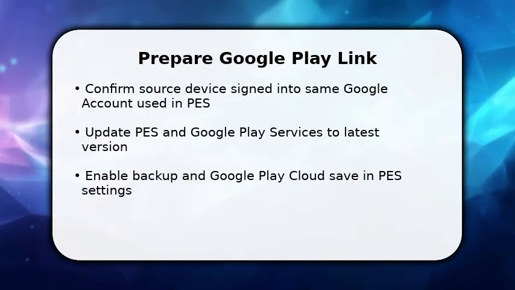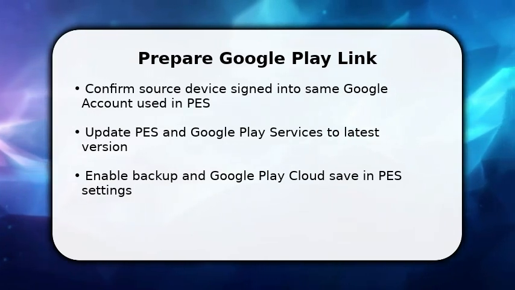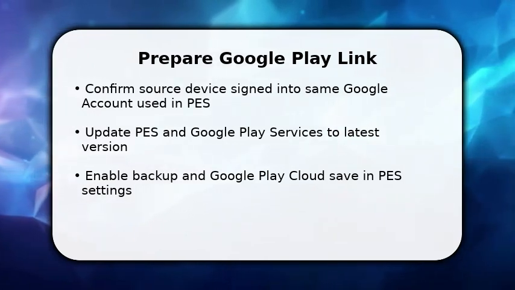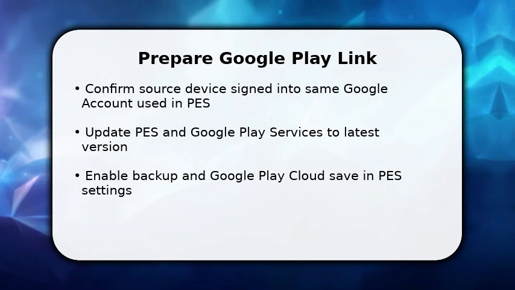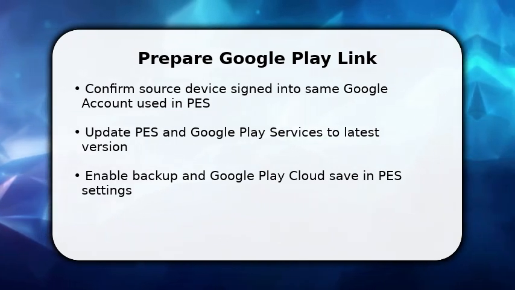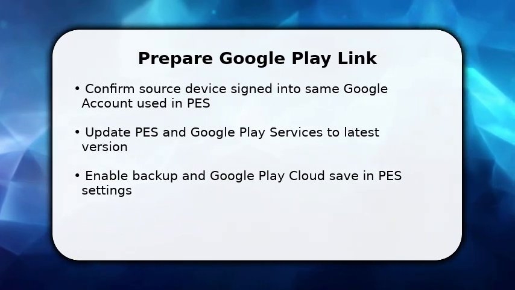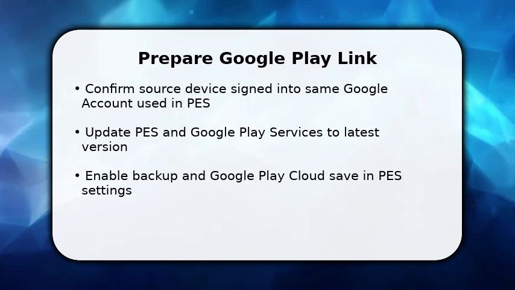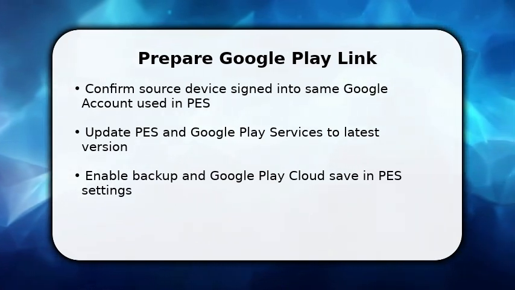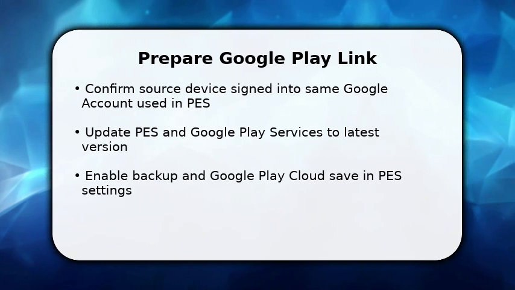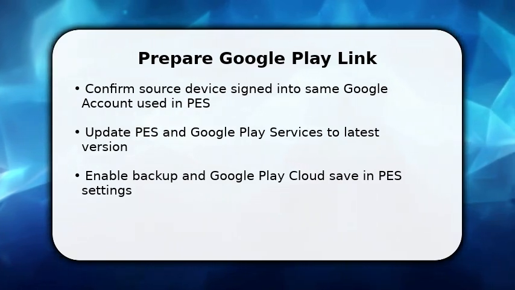You start by confirming your Google account and enabling cloud saves. This is critical because PES uses Google Play for its official transfer path. Once done, open PES and Google Play services, update both apps, then enable backup or cloud save from PES settings. This writes your team data to Google. Make sure autosync is on in system settings so the save uploads.